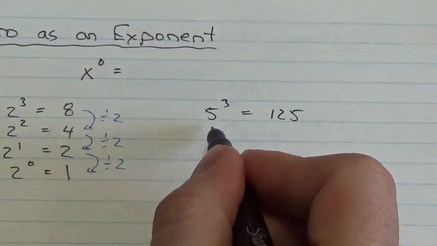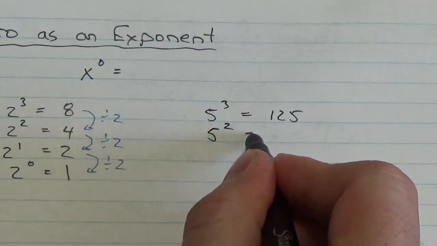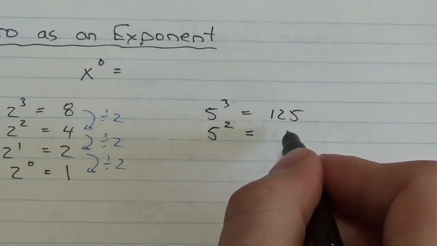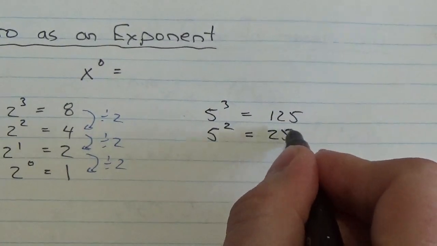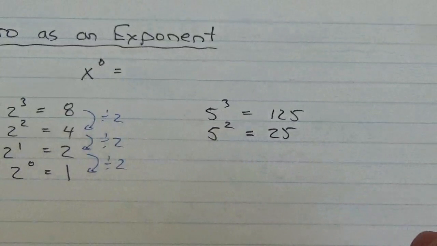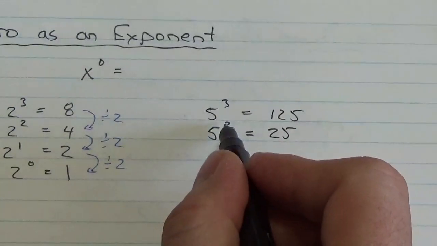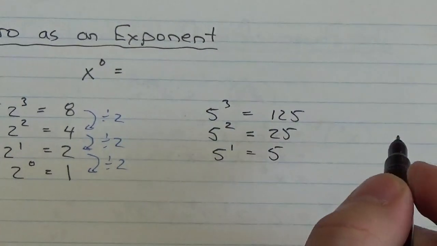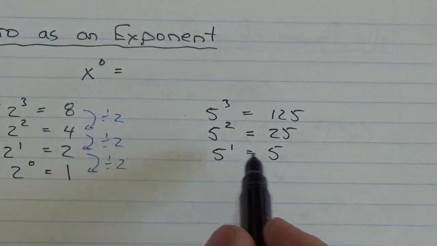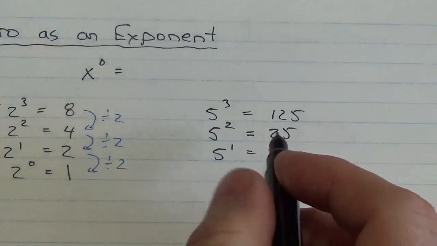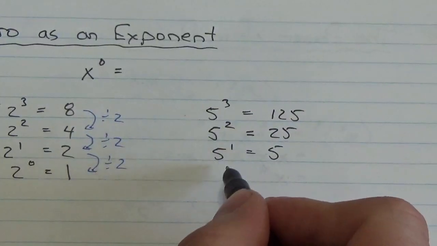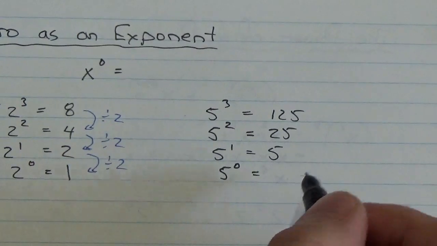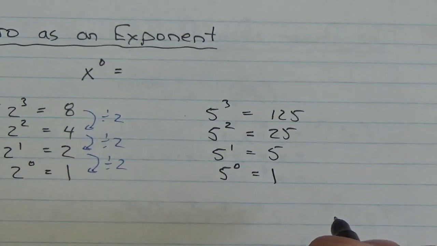I'm going to subtract 1 from the exponent to get 5 squared. I'm going to divide by 5. And when you divide 125 by 5, you're going to get 25. And that makes sense. 5 squared is 25. Okay, so that's consistent. I'm going to subtract 1 from the exponent to get 5 to the 1. I'm going to divide by 5 to get 5. And that makes sense. 5 to the 1 is equal to 5, so I'm being consistent. Go one step further, subtract 1 from the exponent, I get 5 to the 0, divide 5 by 5, and I'm going to get 1.